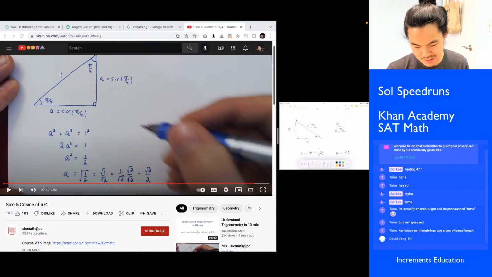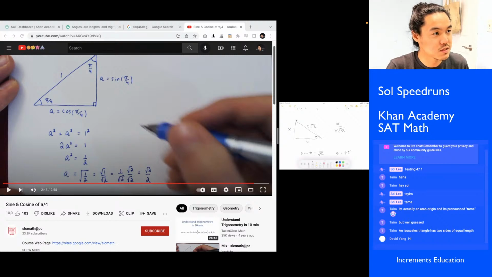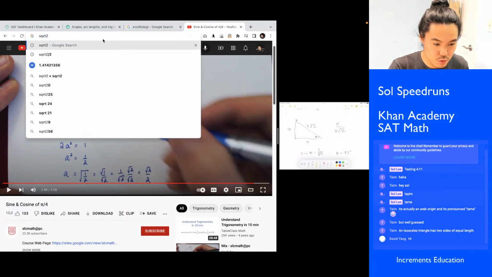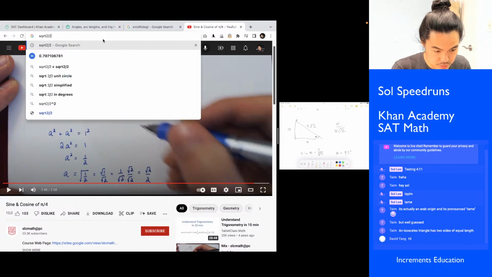What? Am I crazy? Square root, hang on, let me do this. Square root of 2 is equal to 1 point, okay. So 1 divided by square root of 2 is that. And square root of 2 divided by 2 is that.